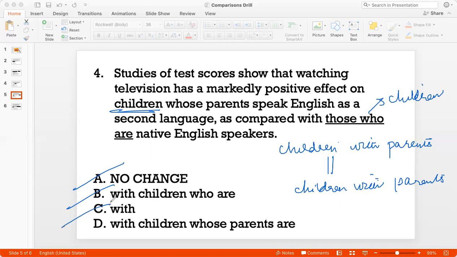Now D actually makes the best sense because it is not ambiguous and it makes the correct comparison. This ultimately says that test score results show that watching television has a positive effect on children whose parents speak English as a second language, as compared with children whose parents are native English speakers. So I'm making the correct comparison here between children, at the same time involving parents with certain qualities. So my right answer is option D.